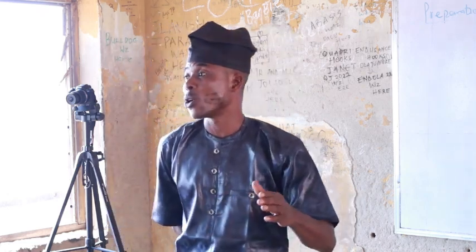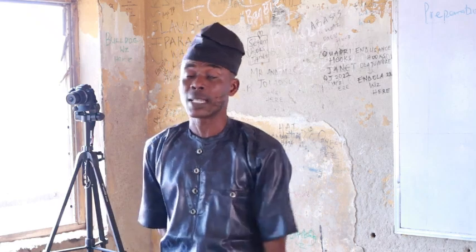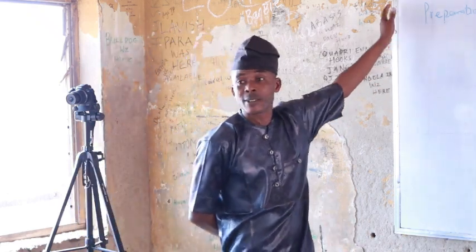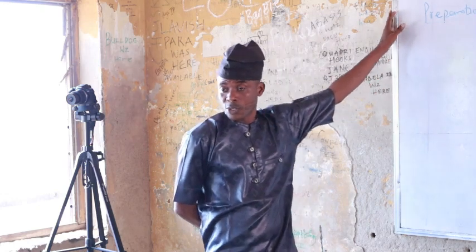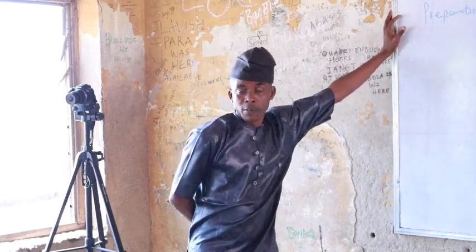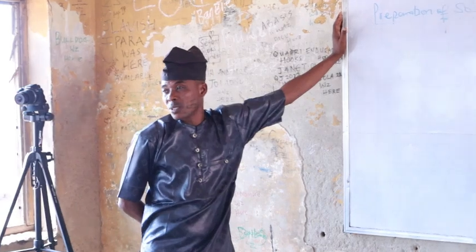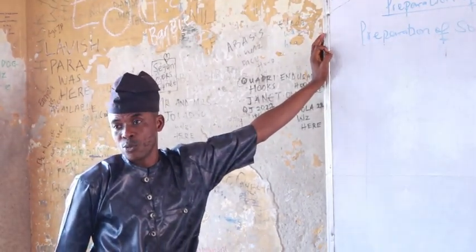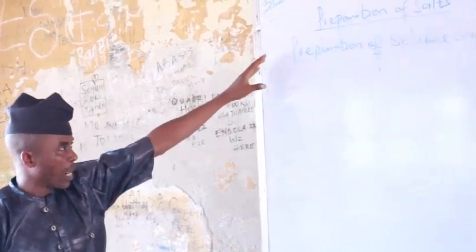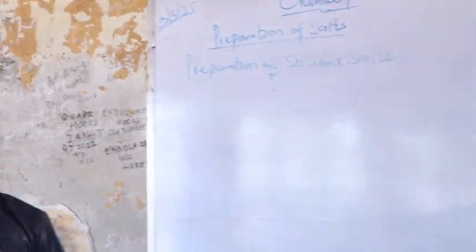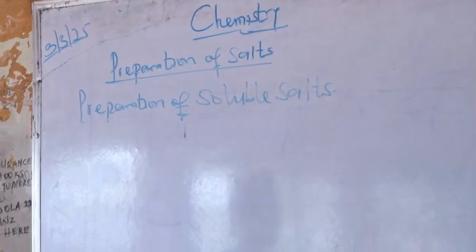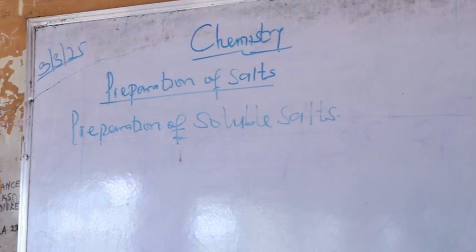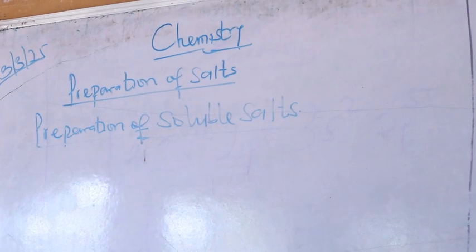Now we know the soluble salts, then we know the insoluble salt. Then how do we prepare soluble salt? Because preparation of salt depends on the solubility of the salt in water. The method of preparation of soluble salt is different from the method of preparation of insoluble salt. So let us look at preparation of soluble salt. What are the methods of preparing soluble salt?